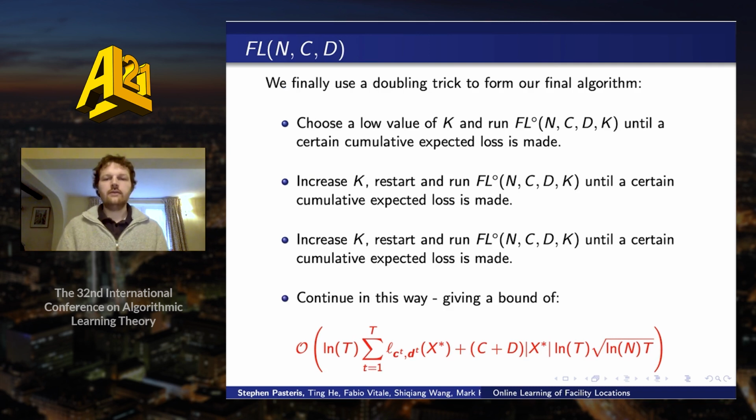Finally, we use a doubling trick to form our final algorithm. We're only going to give the gist of the doubling trick here. Consult the paper for the exact algorithm. But basically, we start by choosing a low value of k and then running FL circle with that parameter k until a certain cumulative expected loss is made. We then increase k, restart and run FL circle with the new increased k until a certain cumulative expected loss is made. We then increase k again and do the same thing. By continuing in this way, we get the bound which was given in the results slide.